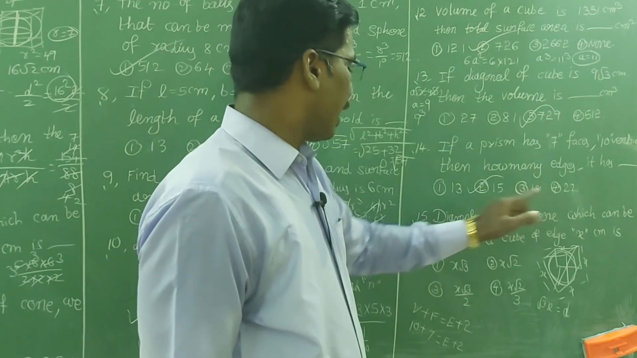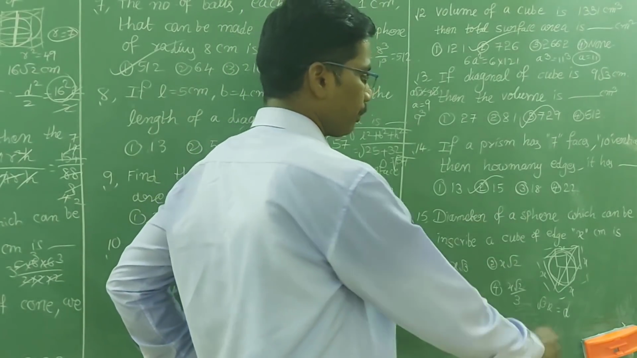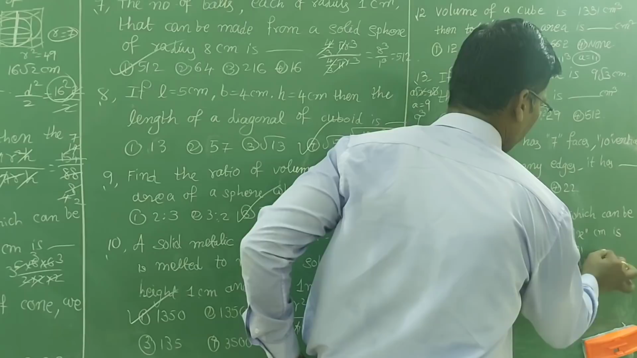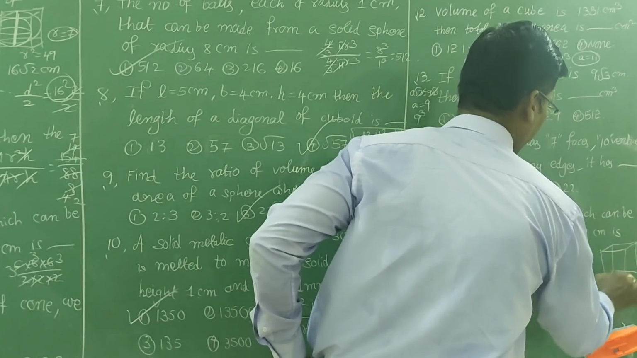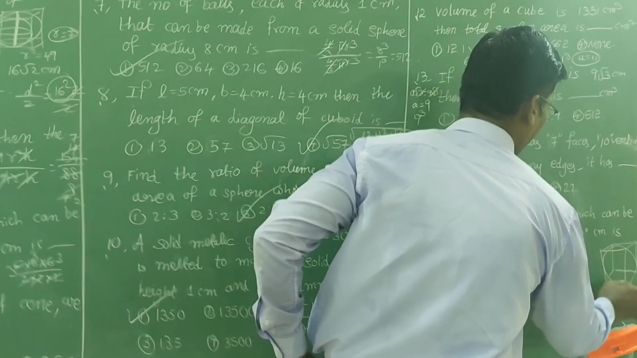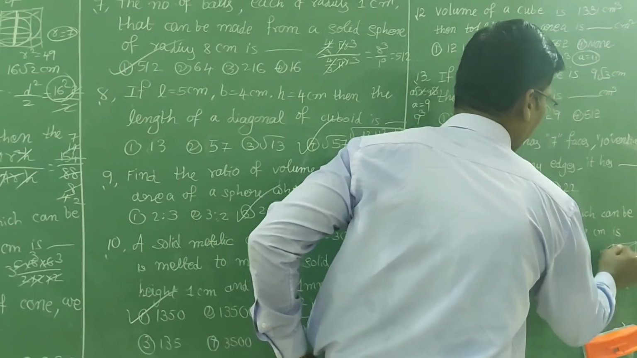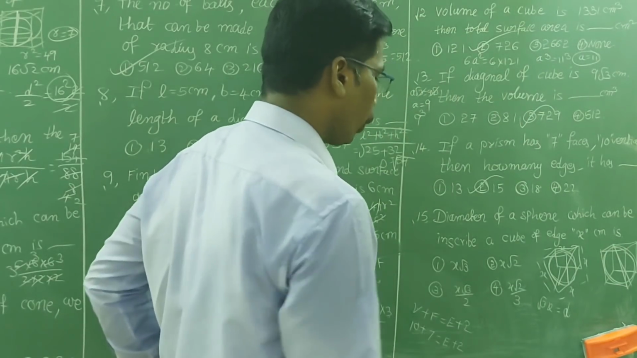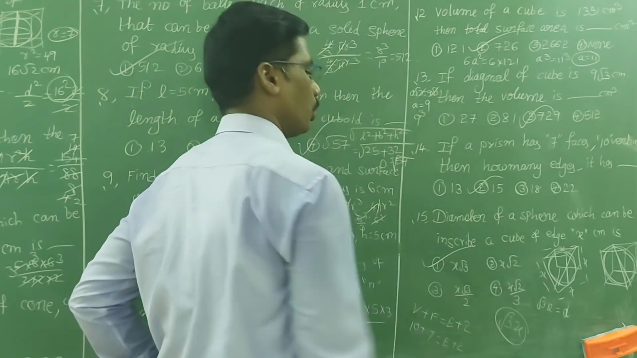Diameter of a sphere which can be inscribed in a cube of edge x centimeters. See here, this is a cube. In this cube, a sphere is inscribed. So we want to find the diameter, so it should be the diagonal of a cube. The diagonal of a cube is root 3 into x. So the answer is the first option, root 3 into x.